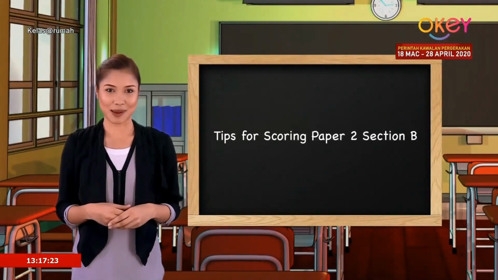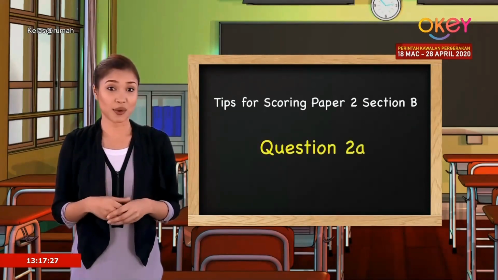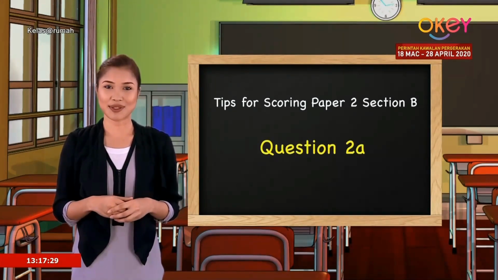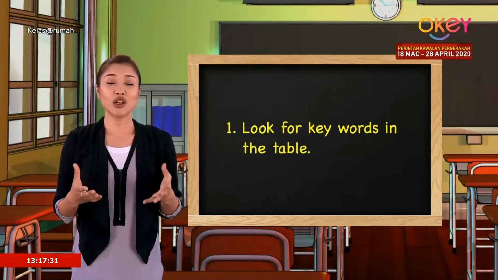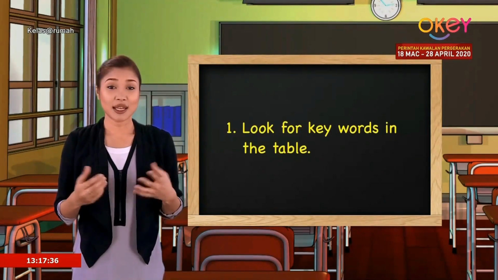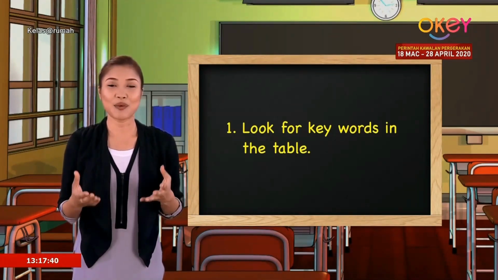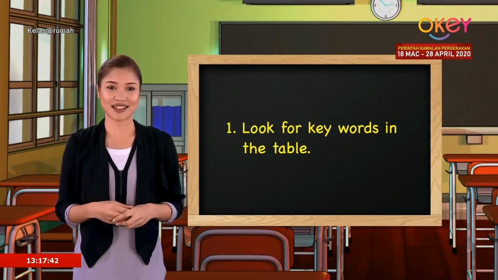Tips for scoring in Paper 2, Section B. If you want to score for question 2A, you must follow these steps. Number 1, look for keywords in the table. For question 2A, some of the blanks have already been filled for you. These are clues to tell you what the expected answers are.